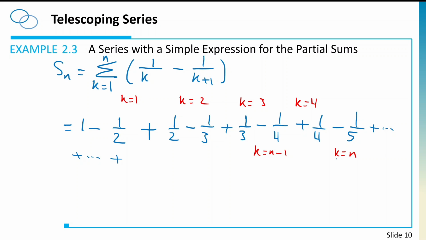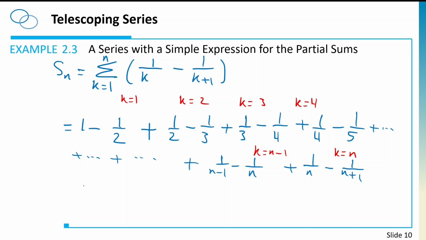So now for k equals n minus 1, let's do this one: 1 over n minus 1 over n plus 1. For k equals n, it's 1 over n minus, sorry, this is n minus 1, this is n, and this is 1 over n plus 1. Okay. I think this is a good number of terms. No need to add some more.